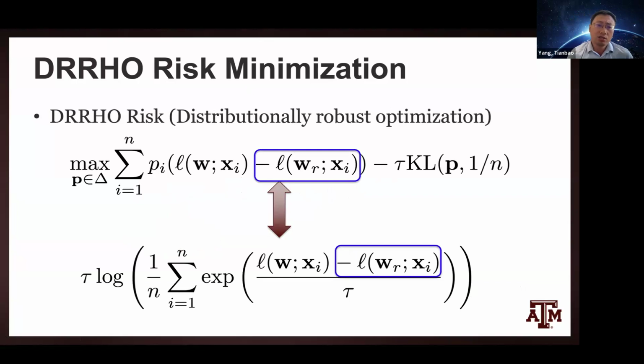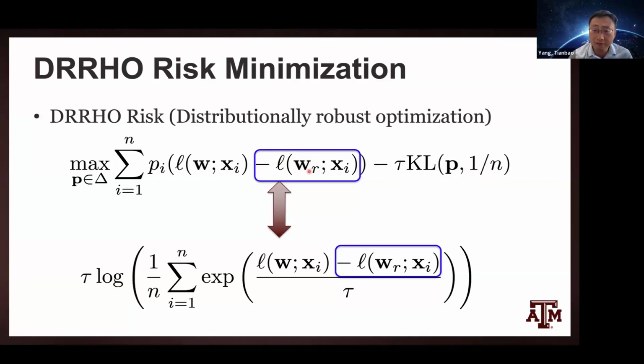The idea is that we assign each data point a weight pi, where the summation of pi equals 1 and all pi are greater than or equal to 0. Then we take the max over p from the simplex. And of course, we add a regularization here. The regularization measures the KL divergence between the weights p and the uniform weights, and tau is a regularization parameter. If we don't have the reference model, that's the standard distributionally robust optimization.